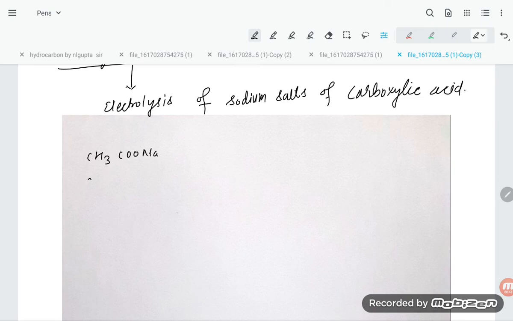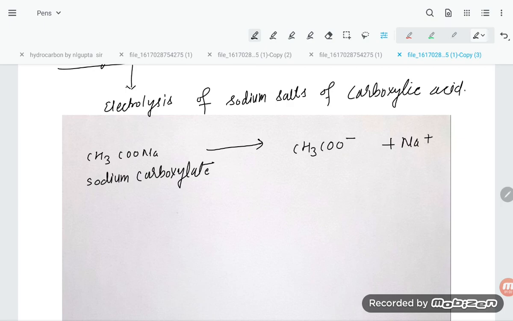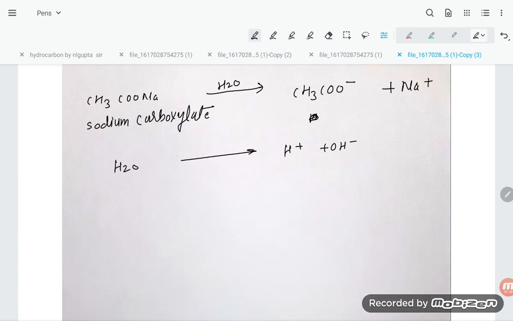So this is sodium carboxylate. Sodium carboxylate. Now, what is going to happen here, students? It is going to ionize into the carboxylate ion and Na+ ion. And for electrolysis, water is also taken. So H2O is also ionized into H+ and OH-, right? Now we have to see what kind of product you are going to get at the anode and cathode.